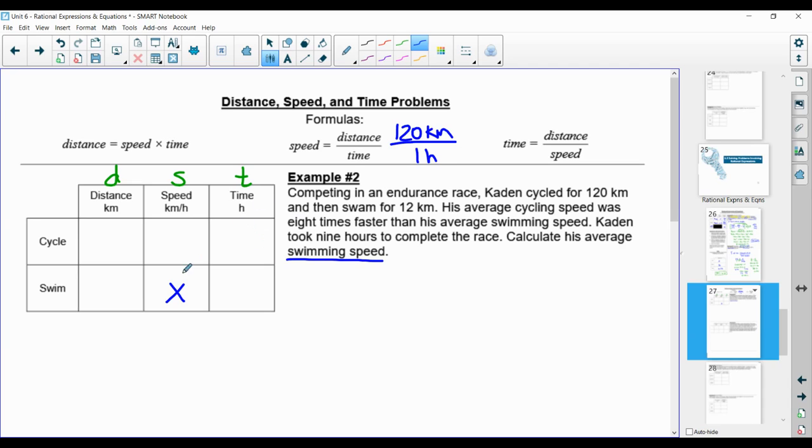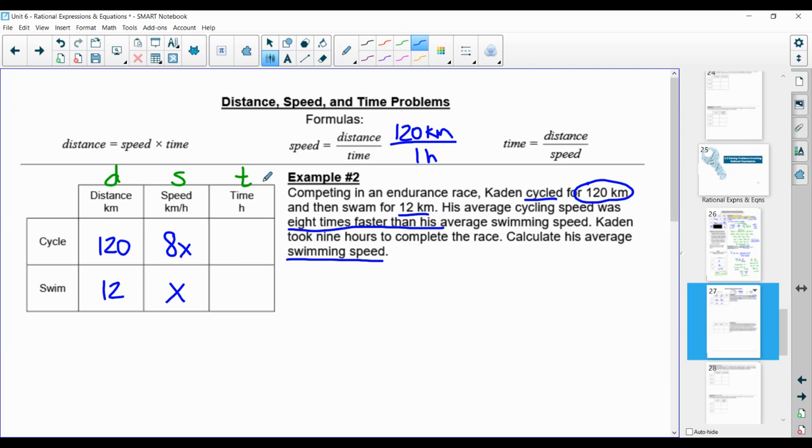All right, so in this case, if we go back to the problem, Caden is swimming and cycling, and we're trying to figure out his average swimming speed. So his average cycling speed was 8 times faster than his average swimming speed. So if his swimming speed is x, 8 times faster is going to be 8x. Now the next thing we're looking for is distances. We have a distance of 120 kilometers, and that was his cycling distance. So he cycled 120 kilometers and he swam 12 kilometers.